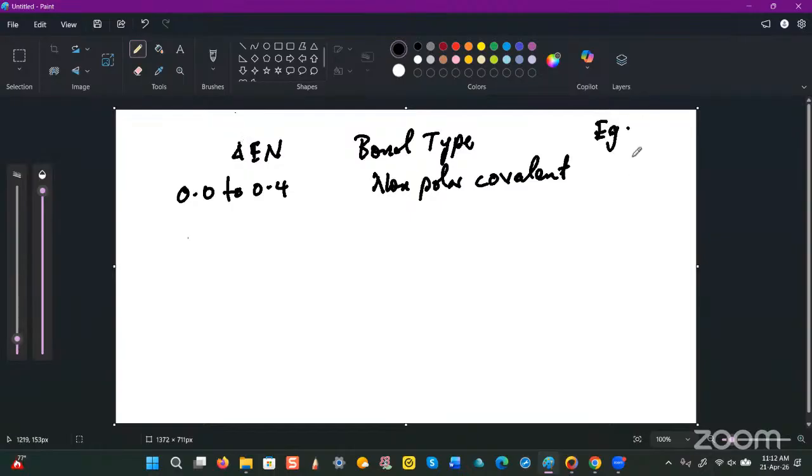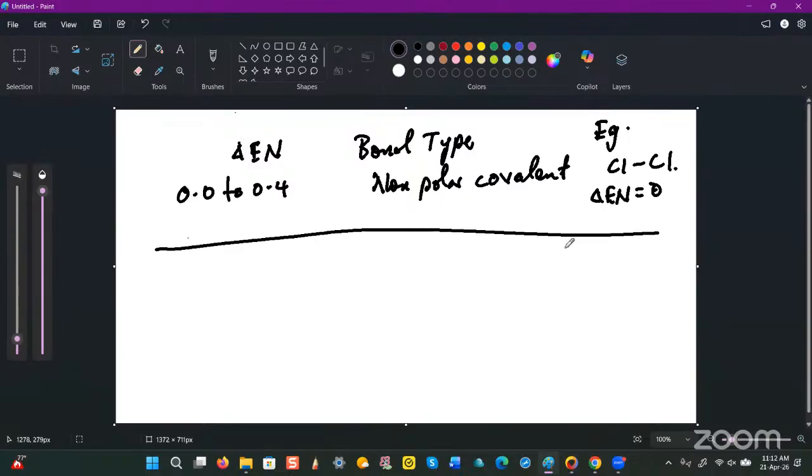A good example of this would be the chlorine to chlorine bond. These two atoms are identical, which means that the difference in electronegativity between them will be 0. So what does that mean? That means the electrons shared between those two atoms are shared evenly, and therefore there's no separation of charge, and we consider that bond to be nonpolar covalent.